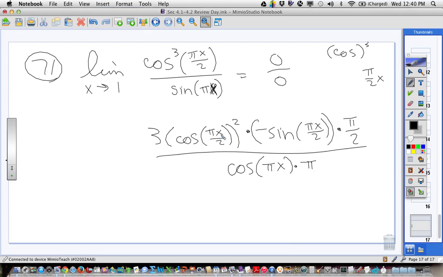All right, now we're going to plug in a 1. So cosine of pi halves we said was 0. So the top's got to stay 0, right? Is that right? Yeah, it's got to. Put a 1 in here, cosine of pi, that's negative 1. Actually, it doesn't matter, but I guess we got to see if we get 0. Cosine of pi is negative 1 times pi, so this is 0 over negative pi, which would be 0, I guess. There we go. 0 over 0 this time is 0.